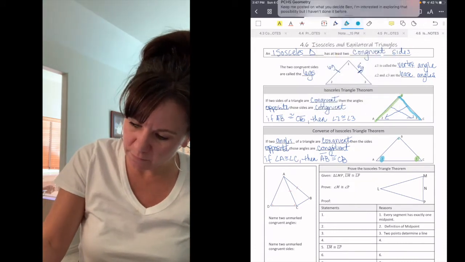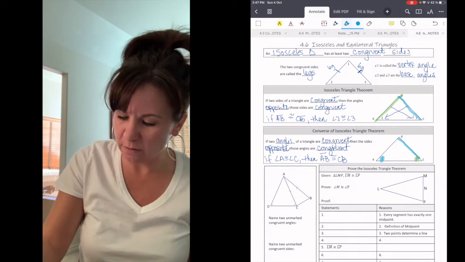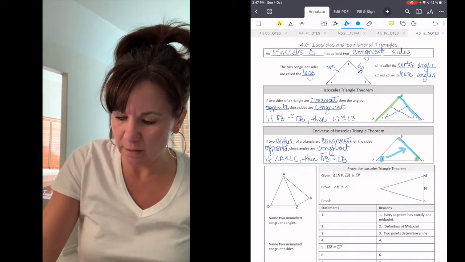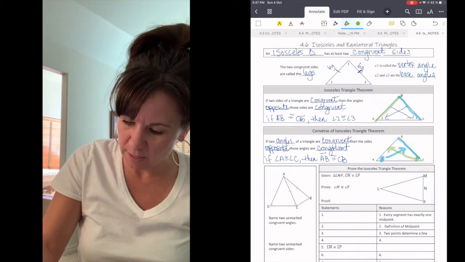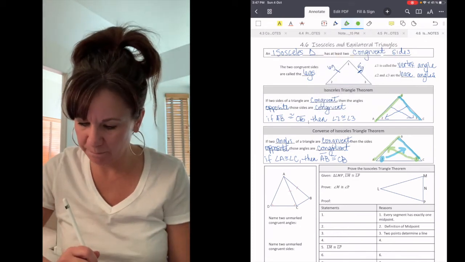So if angle 2 is congruent to angle 3, then we know that AB is congruent to BC.